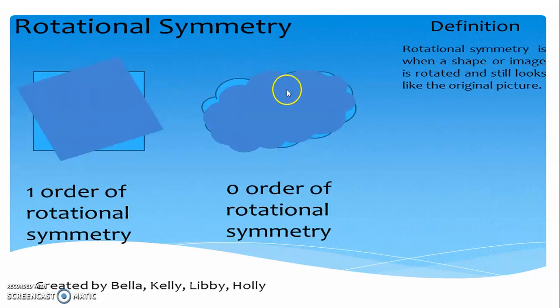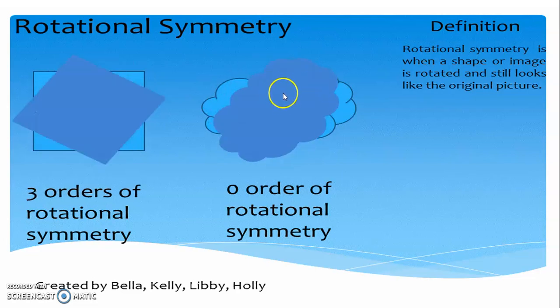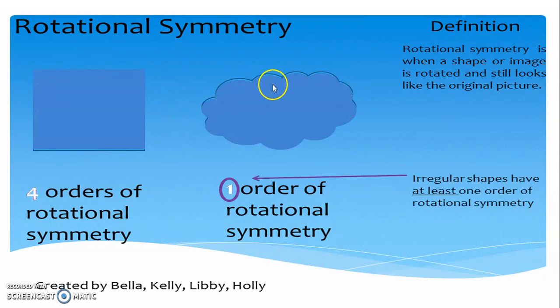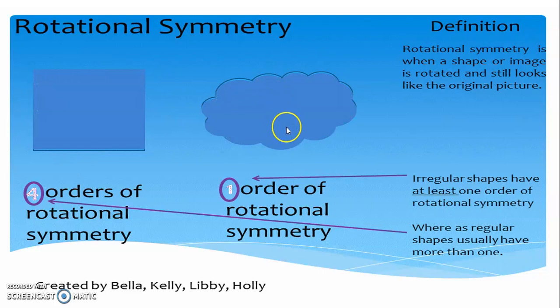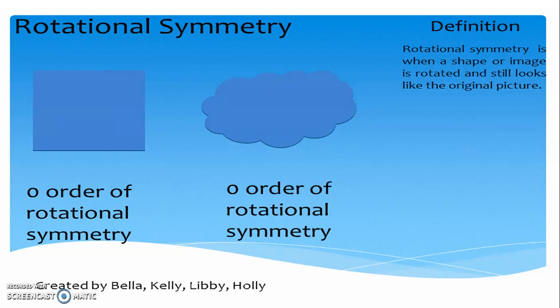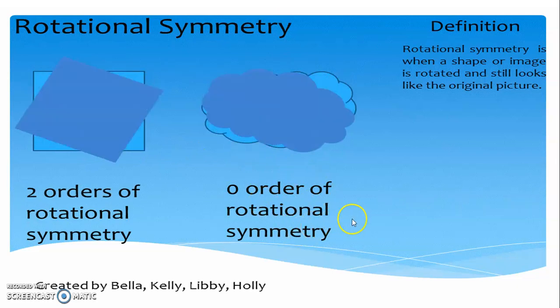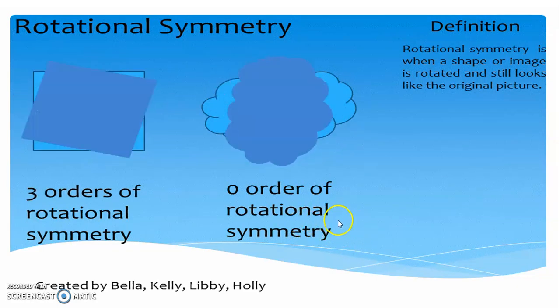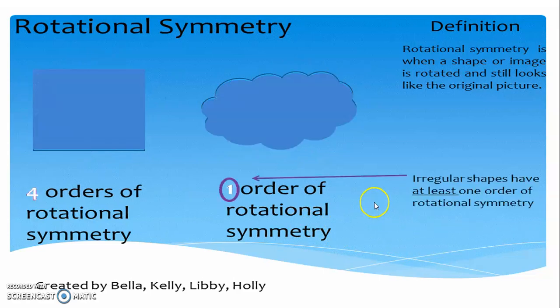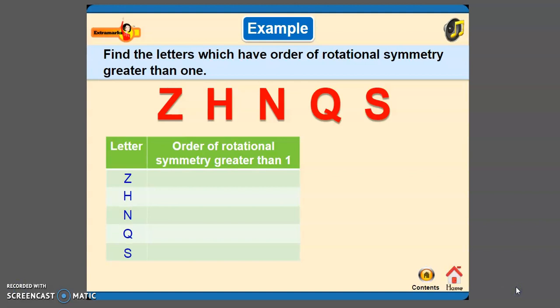Here this picture, no time it is looking the same. It looks the same only after one complete rotation. So it has order 1. Yes, the order for a picture which has no rotational symmetry is 1. Okay, 1 is the order of rotational symmetry for irregular pictures. That is what they have given here. Is it clear, children?